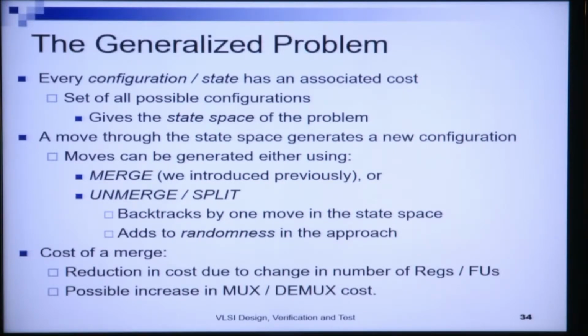The cost of a merge is a reduction in cost due to change in the number of registers or functional units. Now when I do a merge, what happens? The number of functional units required to implement a set of operations reduces. The number of hardware registers required to implement a set of temporary registers reduces, because I have done a merge. But on the other hand, arbitration increases, because I have a lower number of registers and functional units. I require more muxes, demuxes for the arbitration. So there can be a possible increase in mux/demux cost.